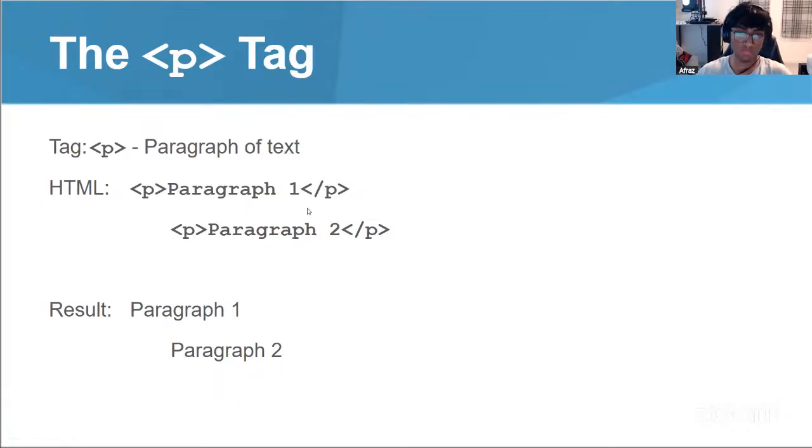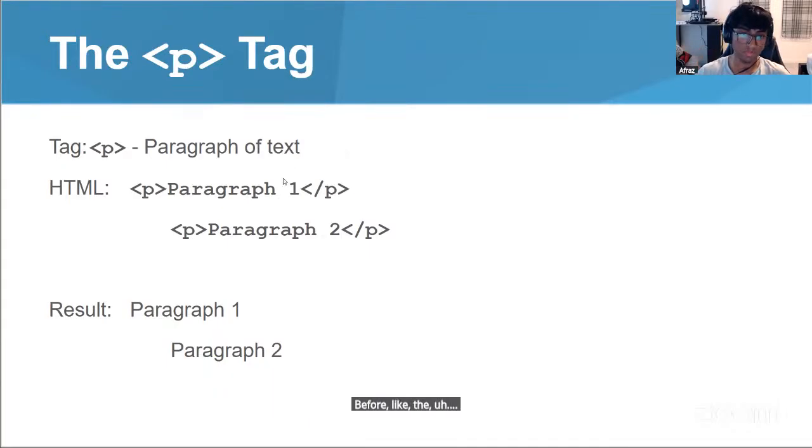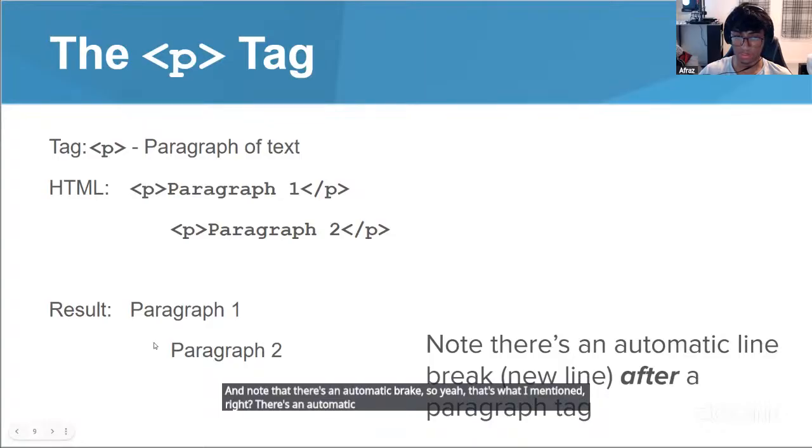And notice again, we have that slash there. That's the closing tag, right? We already learned for the heading tag, there's a slash before the two brackets. So we're going to keep that here. There's going to be a slash there in all the closing tags that we learned. And note that there's an automatic break. That's what I mentioned, right? There's an automatic line after the paragraph tag.